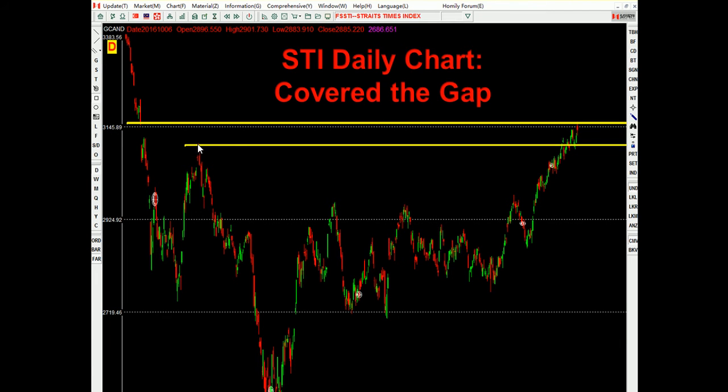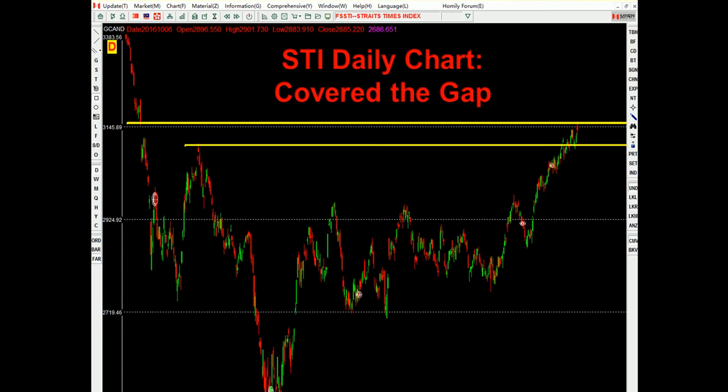Because we can see this is the high point. Then according to the previous high point, I can get the line. This line has some support. Then we can see here is the gap, right? So the STI daily chart already covered the gap. So you can see here.